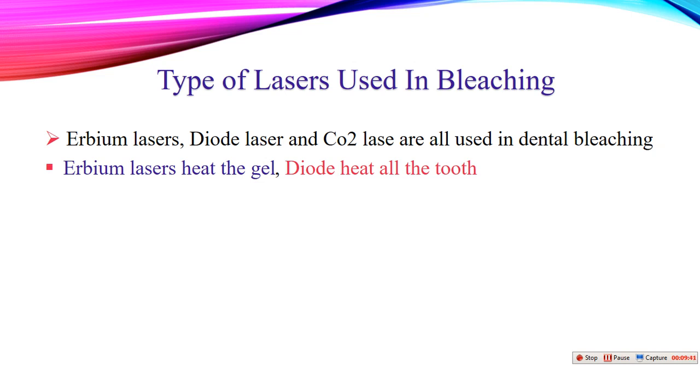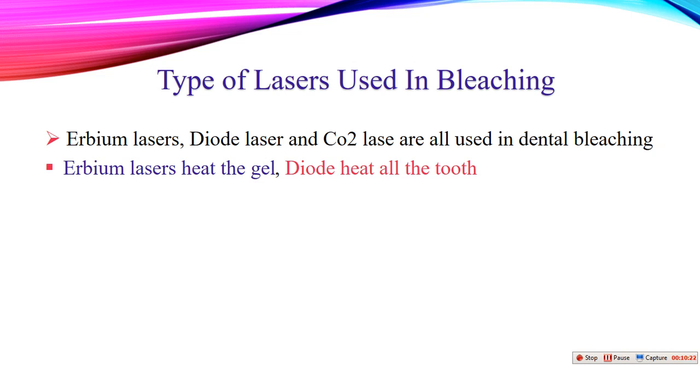Erbium group has an advantage: it heats the gel. Their reaction is photochemical, not photothermal. But diode has this disadvantage because of its high depth of penetration. Its reaction is not photochemical, but photothermal. It can spread heat through the tooth structure, so diode heats all the tooth structure, increasing the incidence of postoperative sensitivity when compared with the erbium group laser.